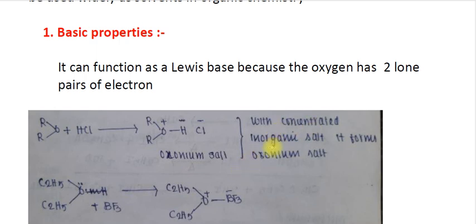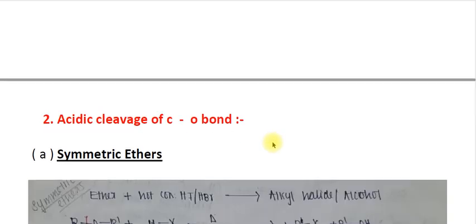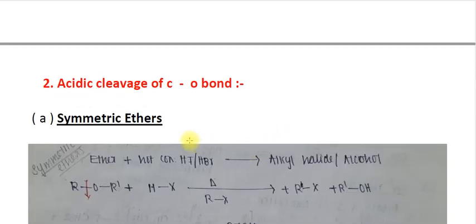Then with concentrated inorganic salt it forms an oxonium salt. You can see another one: C2H5OC2H5 plus BF3. The ether is acting as a base and taking the BF3, giving C2H5OC2H5BF3. The next property is acidic cleavage of the C-O bond.